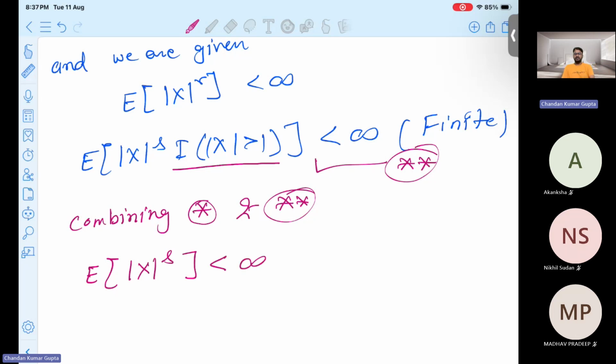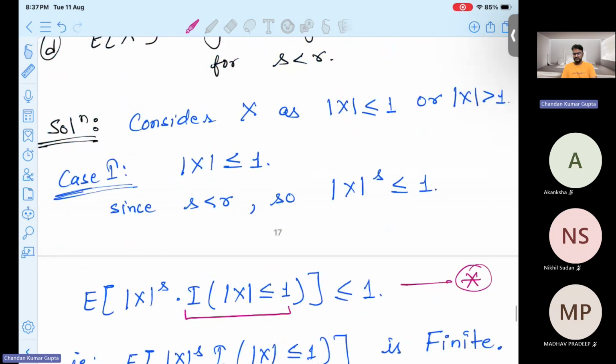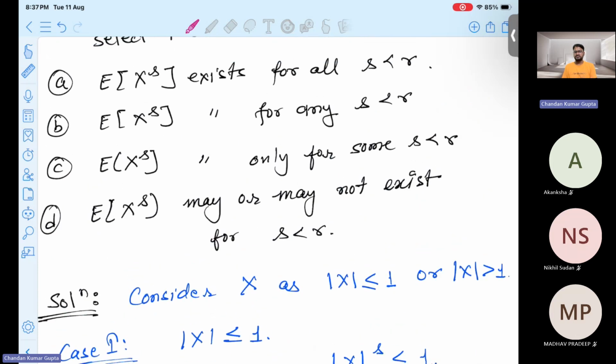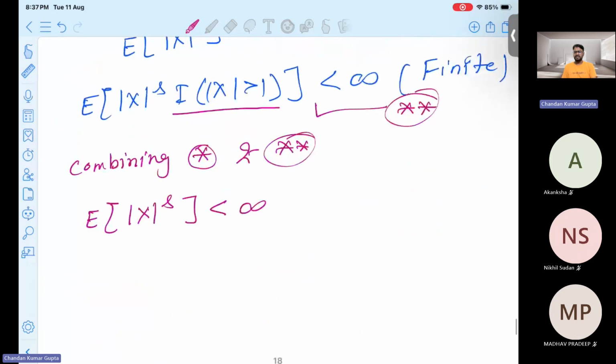In all this proving, we only took one condition, that S is less than R. We do not impose any other condition for any specific value. So that means this is true for all values of S which are less than R. So this is how we prove it.